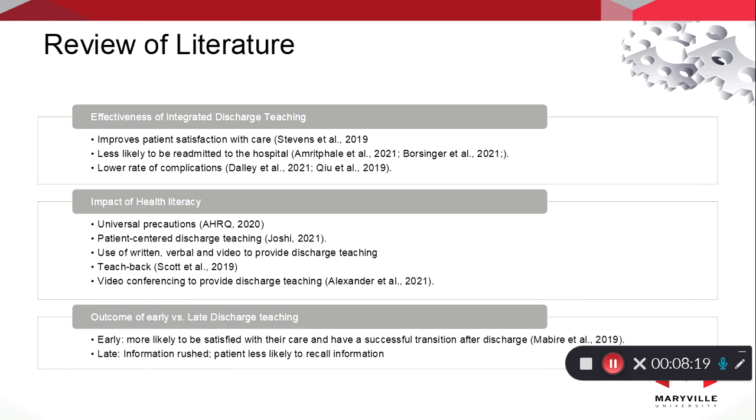Comparing the outcome of early discharge versus late discharge. When an early discharge is effected as soon as the patient gets into the unit, there is more likelihood of increased satisfaction, and also the successful transition as they go back home is highly positive. But when a late discharge is done, information is rushed, and the patient is less likely to recall all that information when they transition back home.